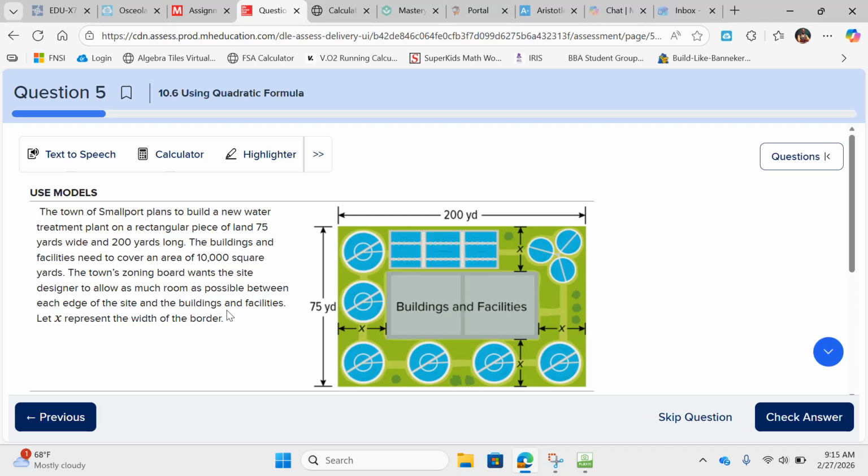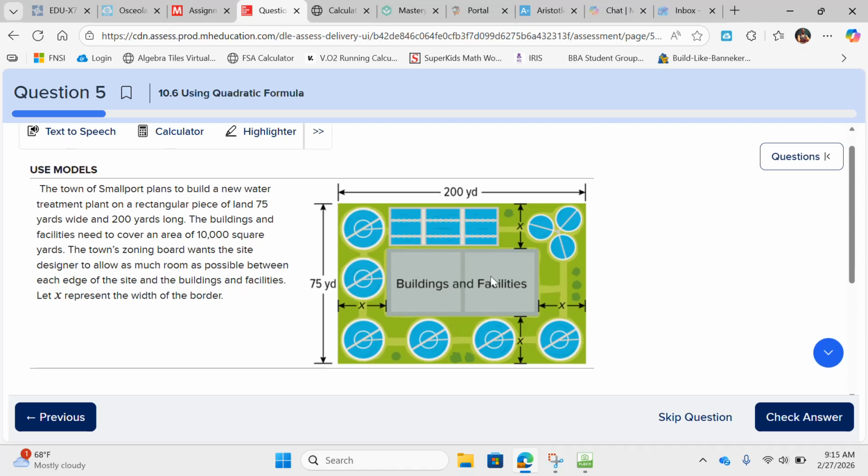So this says the town of Smallport plans to build a new water treatment plant on a rectangular piece of land, 75 yards wide, 200 yards long. The buildings and the facilities need to cover an area of 10,000 square yards. The town zoning board wants the site designer to allow as much room as possible between each edge of the site and the buildings and facilities. Okay, let X represent the width of the borders.